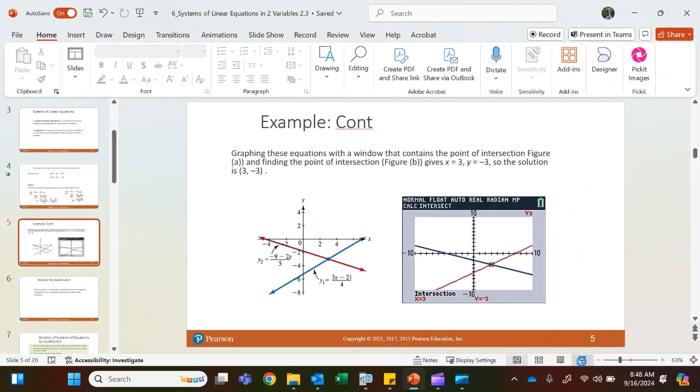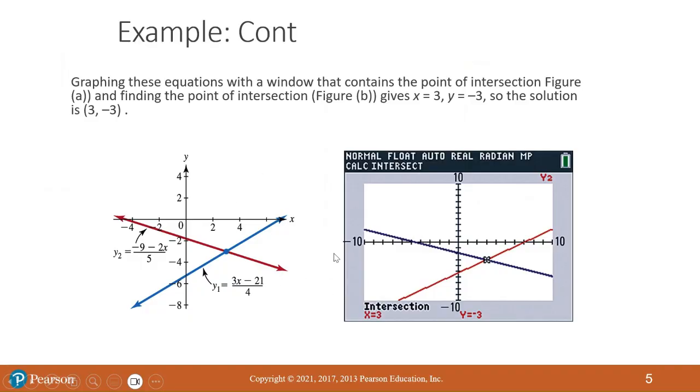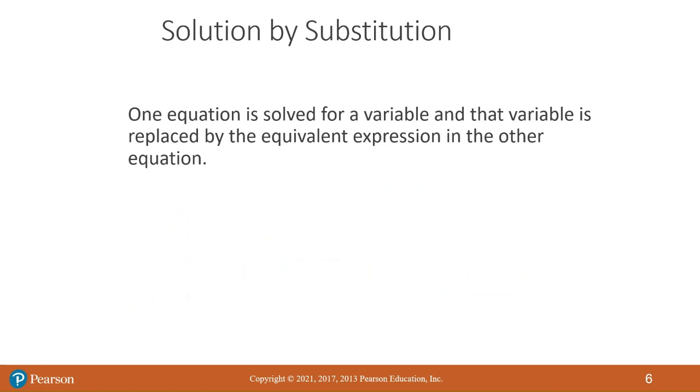If I go back to my PowerPoint, you can see they have these same graphs. When they graphed it on their PowerPoint, they had the same intersection point. So the solution, just like it says up here, is 3, negative 3. Now, that's one way to solve it graphically. Let's look at another way that we could solve a system of equations.